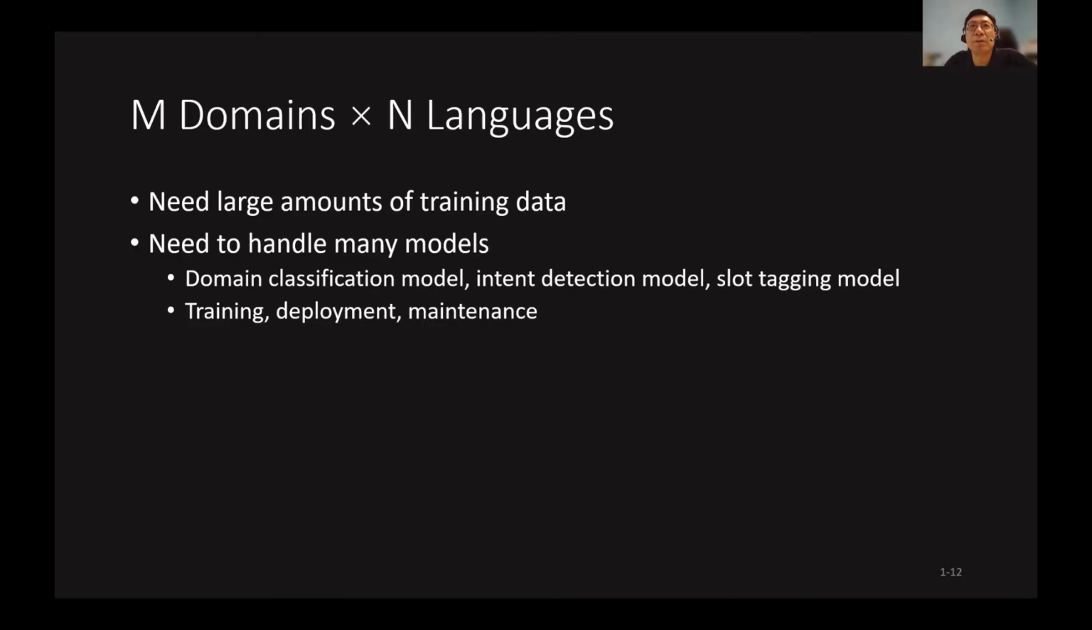Moreover, to support semantic parsing for each domain and for each language, we usually need to build a domain classification model, an intent detection model, and a slot tagging model. In practice, we have hundreds of domains and more than 100 languages, so the total number of models will be very large. Such a large number of models present big challenges for model training, deployment, and maintenance. So in the industrial applications, we need to handle both challenges. One is the lack of training data, and the other is to handle a large number of models.